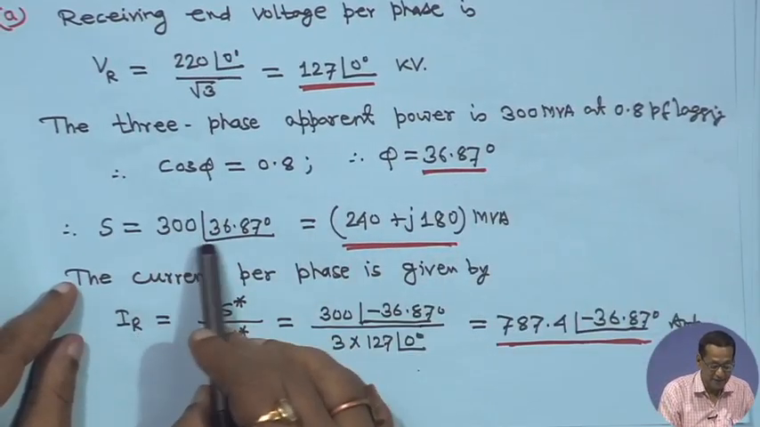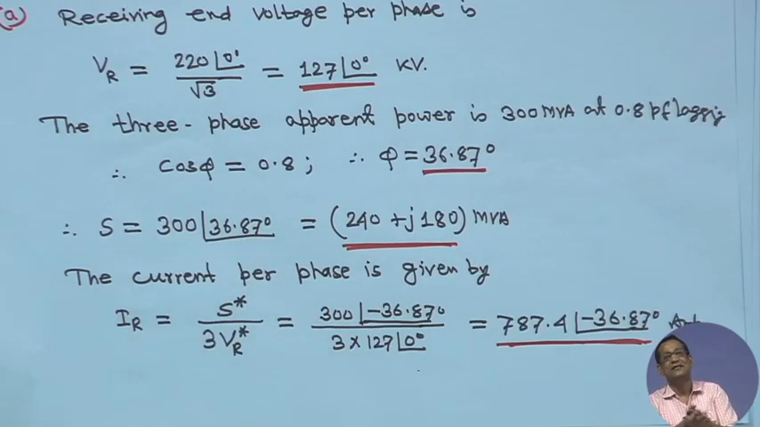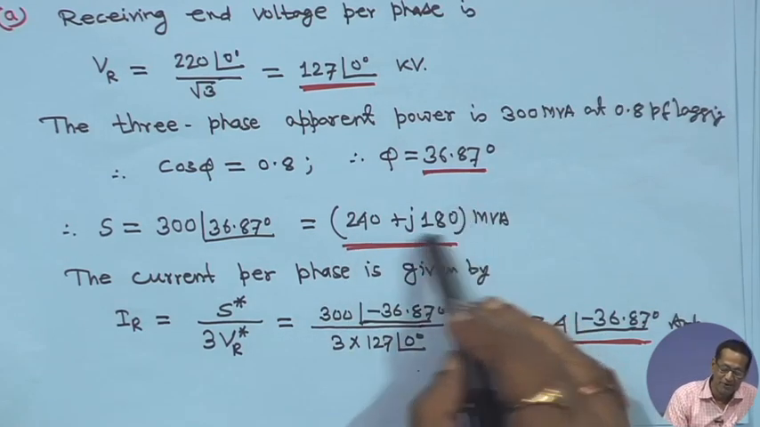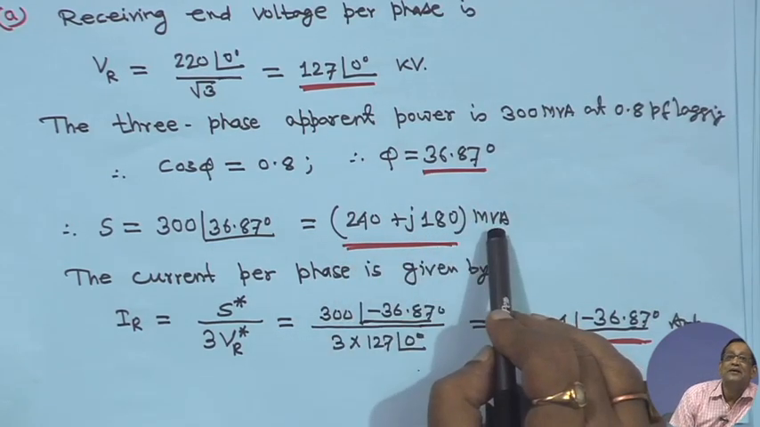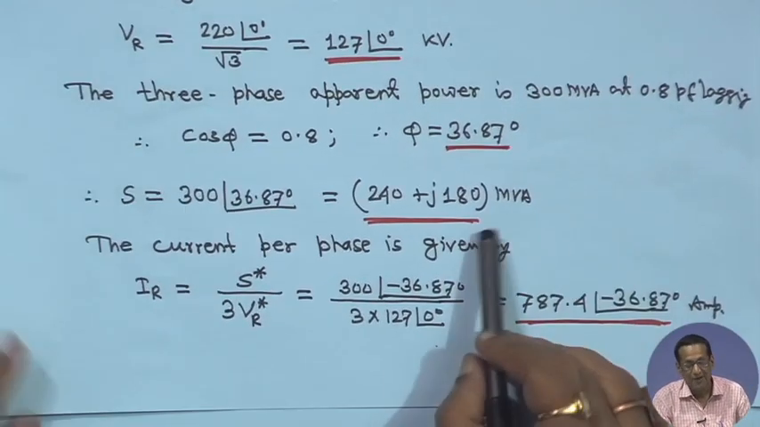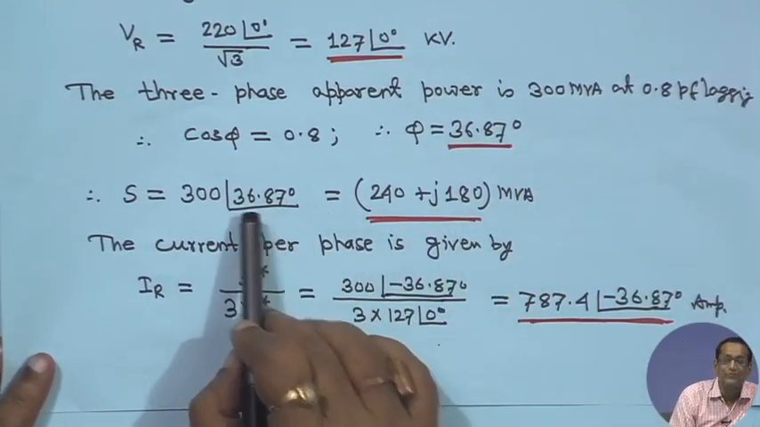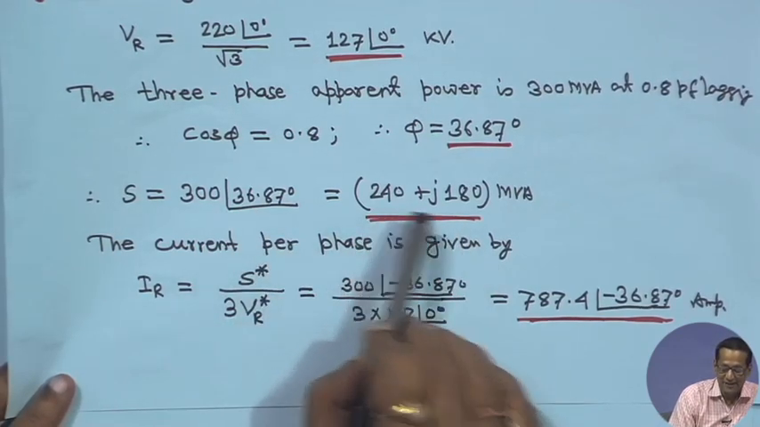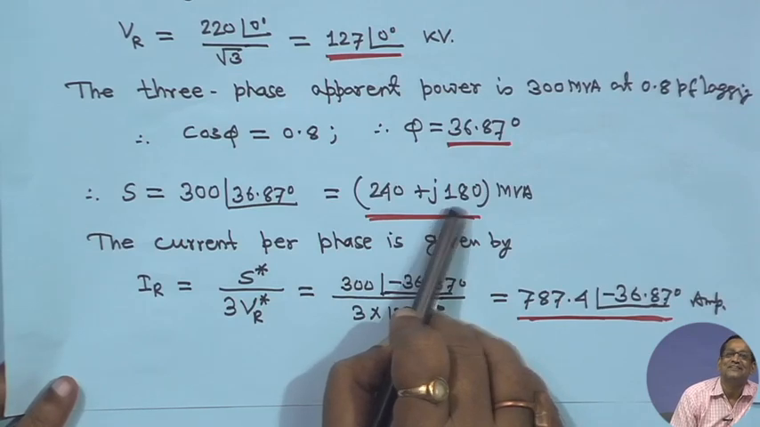So, that is why 300 angle 36.87 degree is equal to 240 plus j180, and in brackets we write MVA, because this is megawatt and this is megavar. When you combine them you can write MVA. Hope it is understandable. So, do not put minus here, otherwise it will be a mistake. Lagging load means the Q part should be positive.